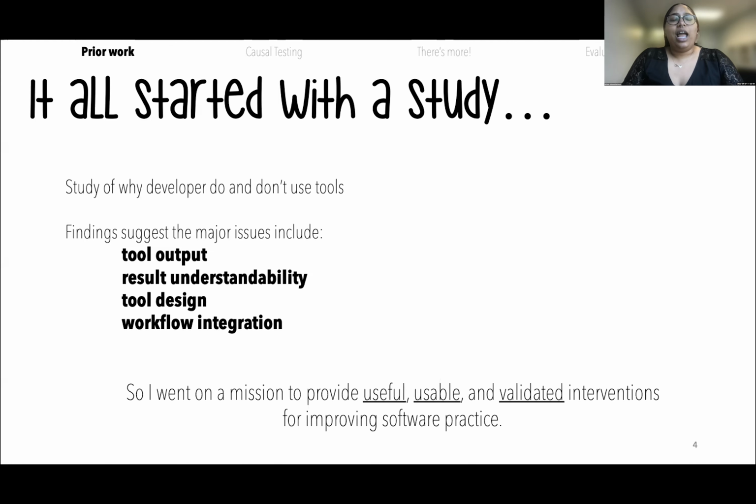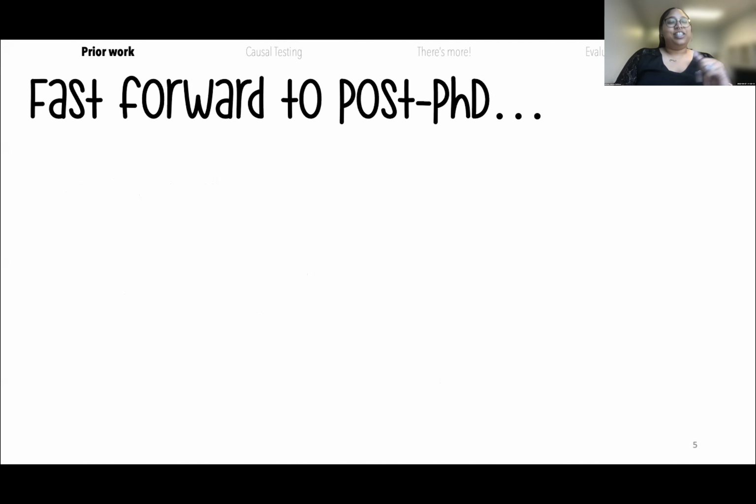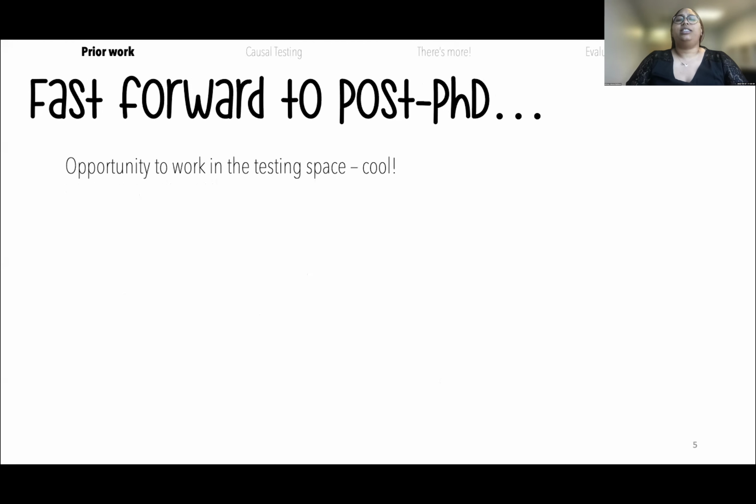And so from this study, I went on a mission to provide what would be considered useful, usable, and most importantly, validated as being such interventions for improving software practice. So now fast forward some years to post-PhD, I ended up getting an opportunity to do a postdoc. And in that postdoc, I was given the opportunity to work in the testing space, which was extremely exciting for me because in my PhD, I spent a lot of time focused on static analysis and really only got to touch a little bit on the dynamic analysis side of things. So I was really excited to have this opportunity.